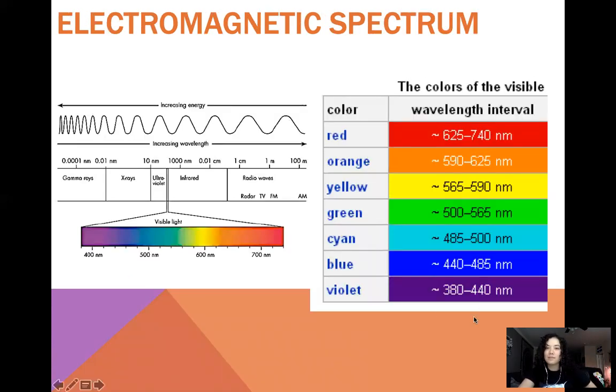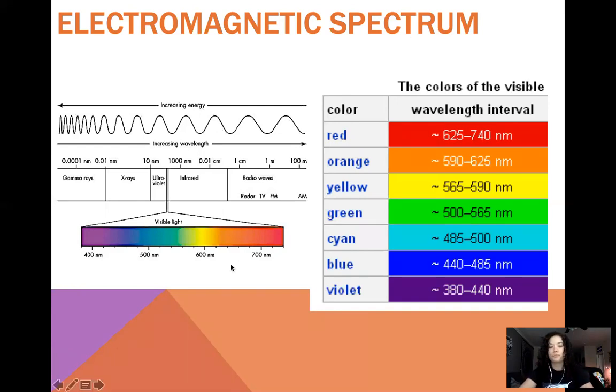So take a moment, please, and jot down this table that we see that's got our colors of visible light. It specifically tells us the wavelengths that each of these colors operate in. And this will be important because it's a very fair question for me to ask you to find a wavelength of light and then tell me what color that light would be, okay?